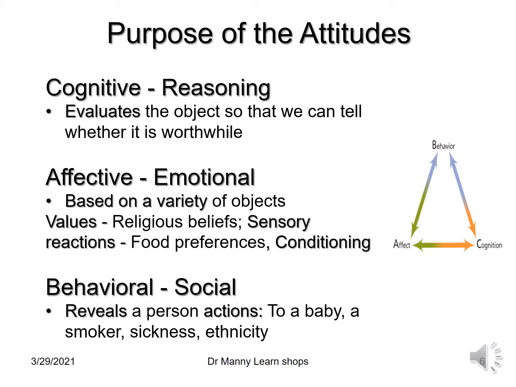Then you've got the behavioural or the social actions. And this reveals a person's actions. For example, to a baby. Everybody loves babies, do they? To a smoker. Nobody likes smokers. Well, gee, a lot of people smoke. Sickness. Different ethnic groups. Different religious groups. So the purpose of attitudes are cognitive, to evaluate. Affective, which is related to emotions. And behavioural, which is about actions.